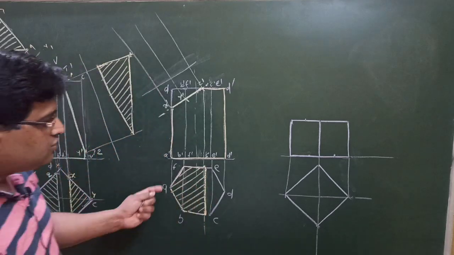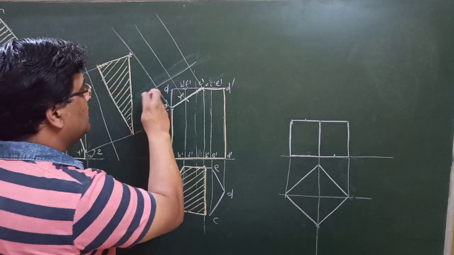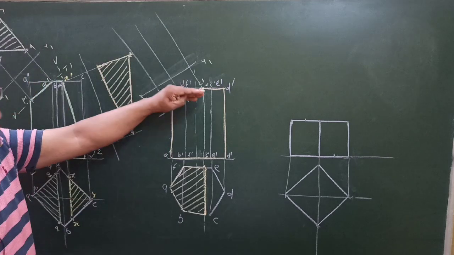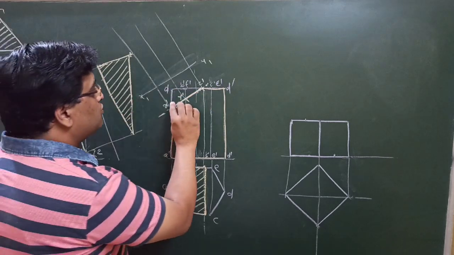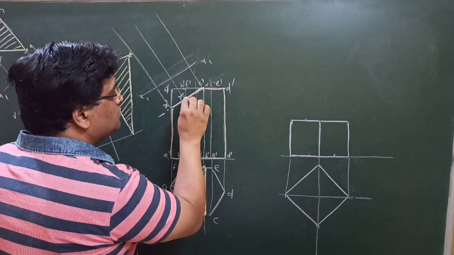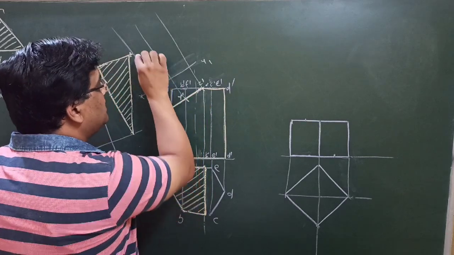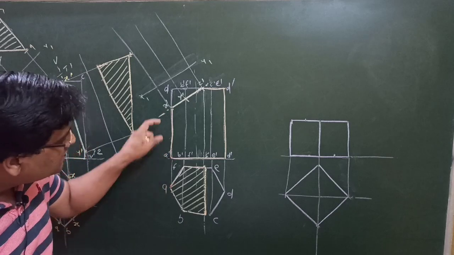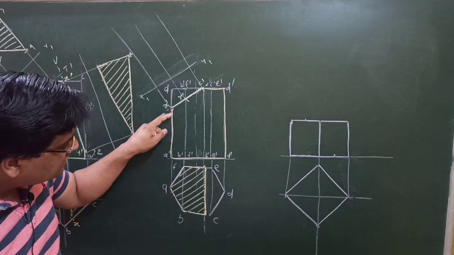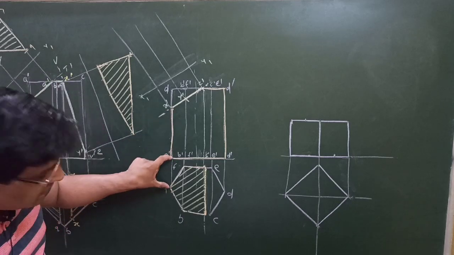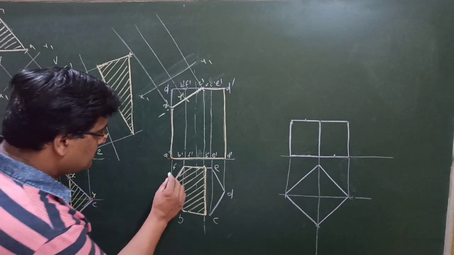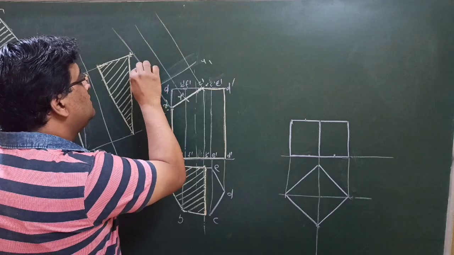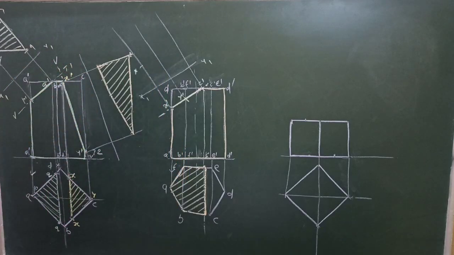Now we have to draw the true shape of this section. So again consider another line, say x1 y1, parallel to the cutting plane. Draw projectors from all the cutting points. 1, 2 and 3 cutting points are there, x, y and z, and their distances are to be taken from the top view. Say for example, for x dash you have to take the distance from xy to x. So you will take this distance, so x is somewhere around here.